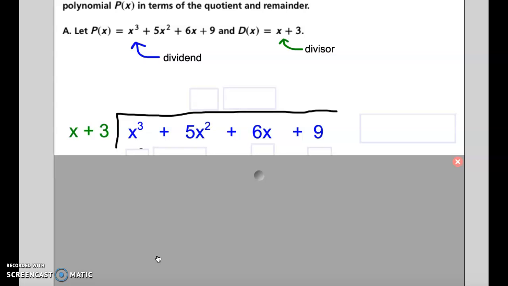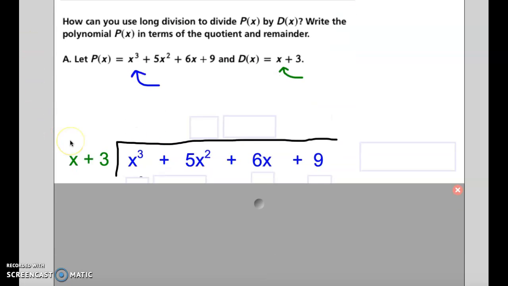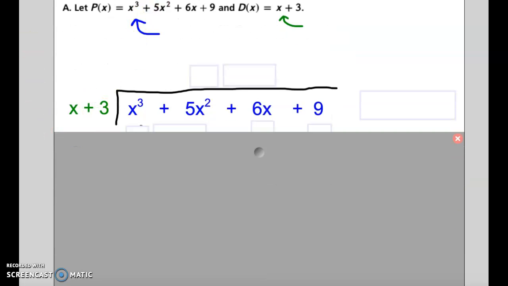So remember, the first thing we did over here was doing this goes into step, right? 5 goes into 6. Same thing we're going to do over here. But let's try to remember that when we do this, we're only going to focus on x, the first term, this x term, and the x cubed. We can ignore everything else. So how many times does x go into x cubed? Remember, we're going to think about it like this, right? Just like we did over here.